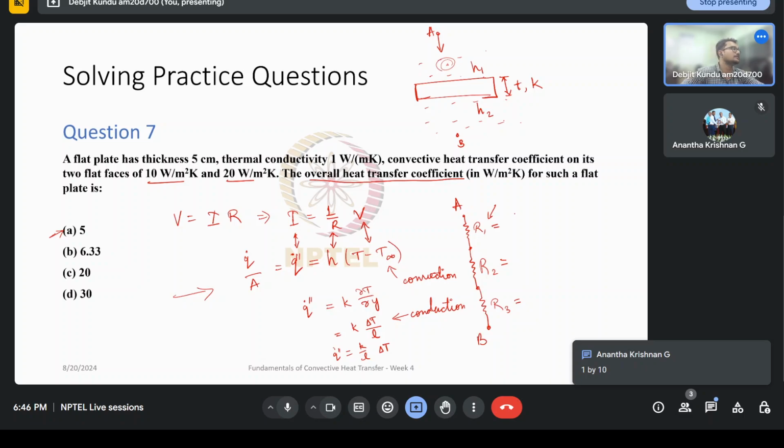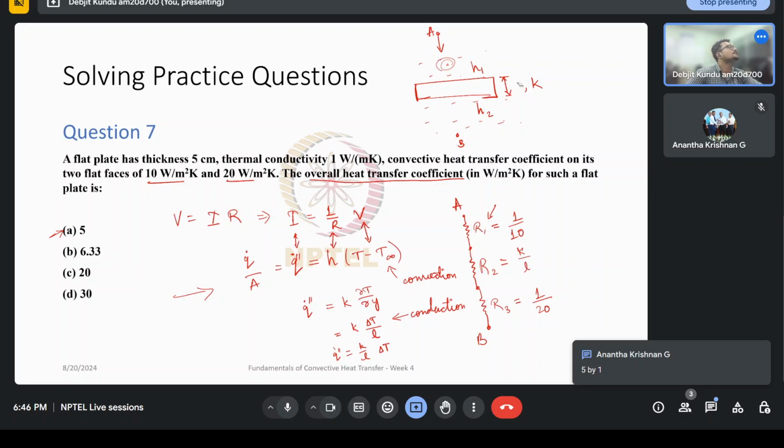1 by 10, correct. Then similarly, R3 should be 1 by 20, right? They are both similar. What about R2? What should R2 be? 5 by 1, correct. So basically it's K by L.